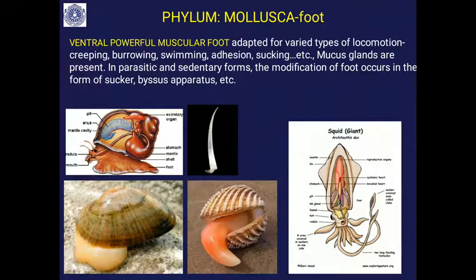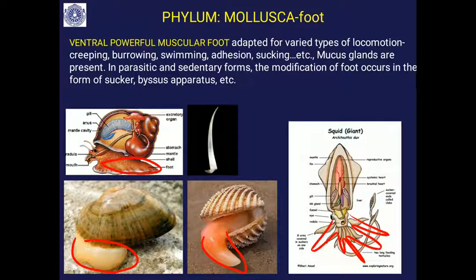Another important structure you will find in mollusca is the ventral foot. You will find the foot here, in the case of snail. In the freshwater mussel, the foot is wedge-shaped. Here you see the protruding foot. In the case of sepia, the foot is modified into a number of arms. So it is a ventral powerful muscular foot. That is a characteristic of the animals of mollusca.